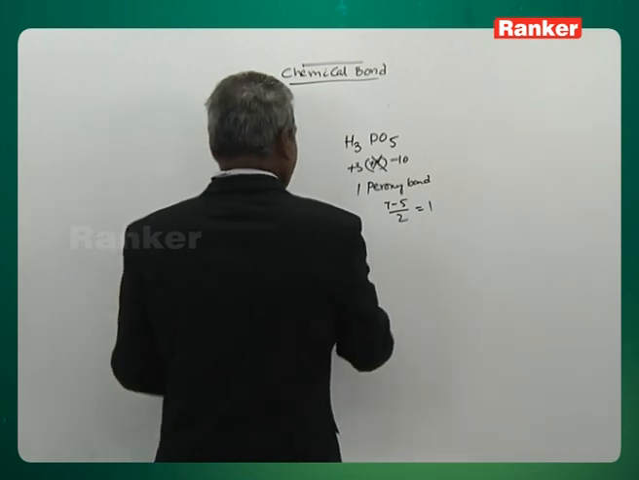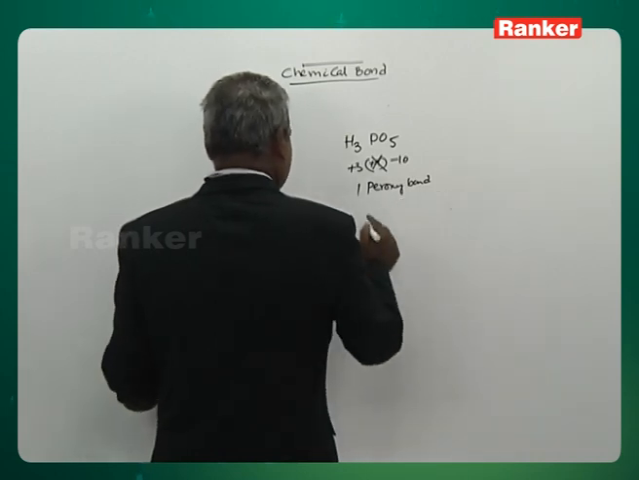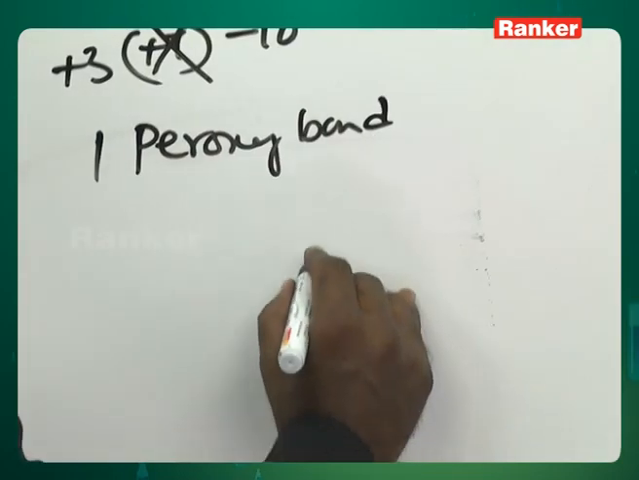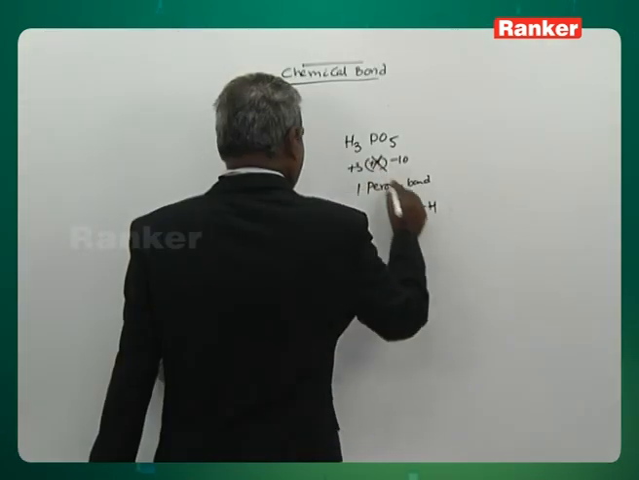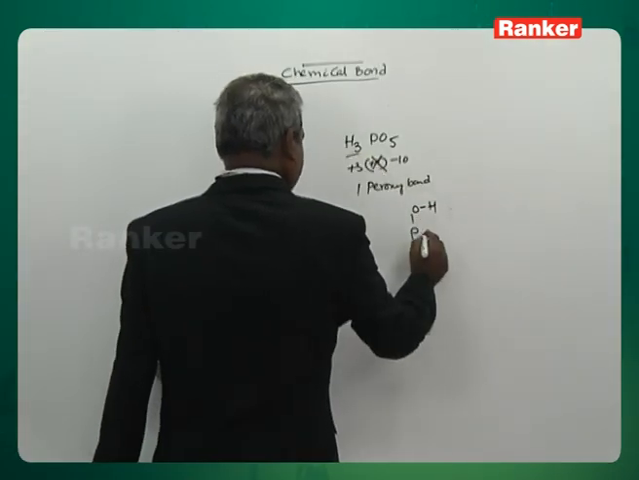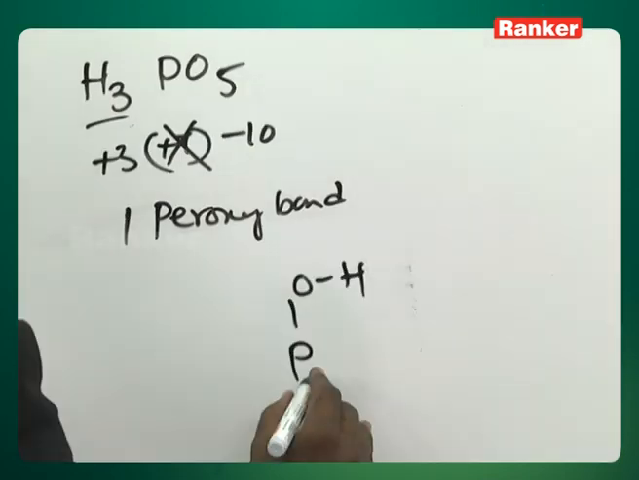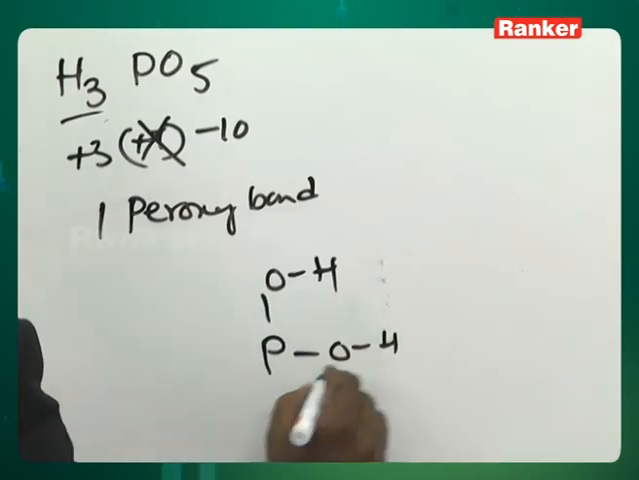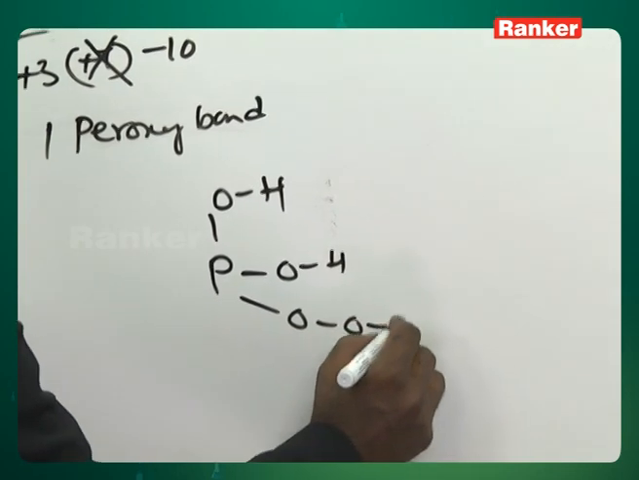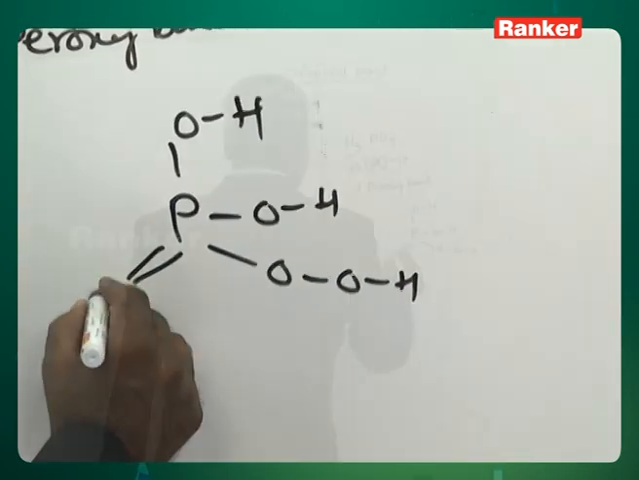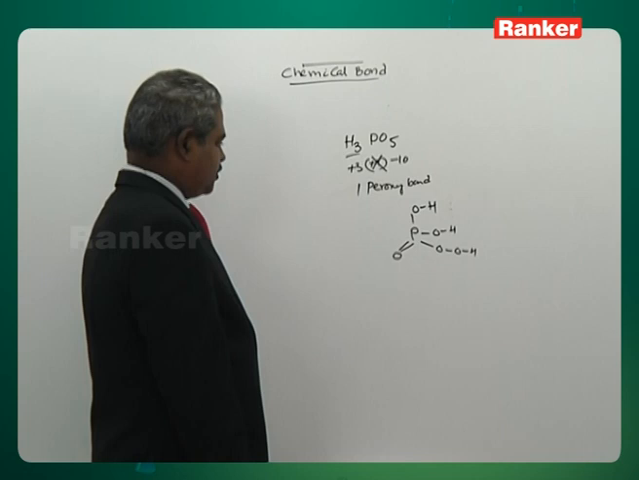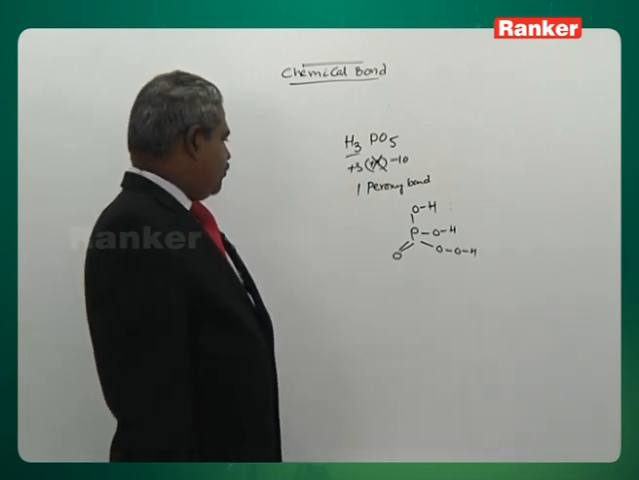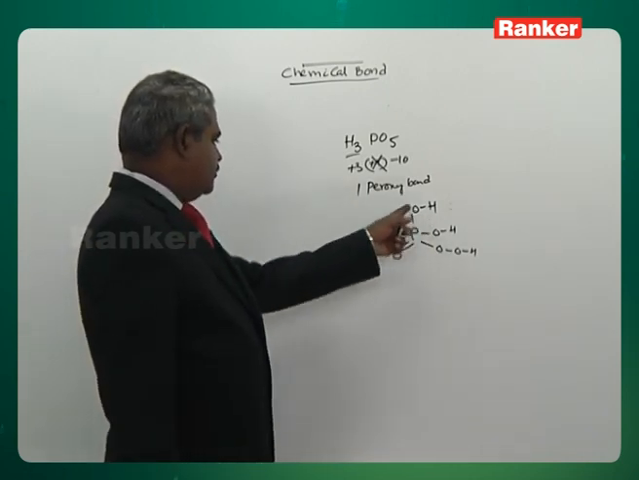1 peroxy bond in H3PO5. How do you manage the structure? 1 phosphorus. You know 3 OH groups are there. The number of OH is equal to the number of hydrogens present. And one of them is OOH and a double bond. Phosphorus should form only 5 bonds. So, phosphorus is losing 5 electrons, plus 5.